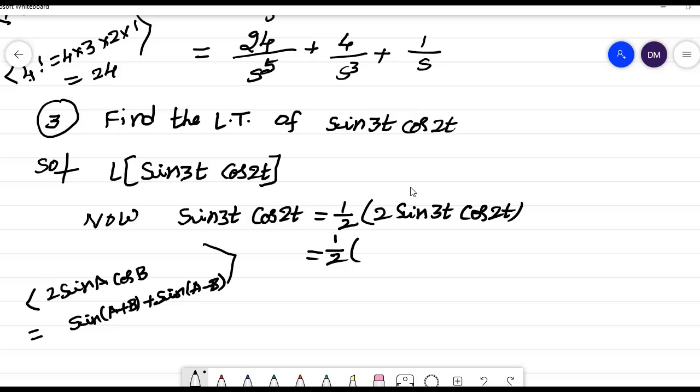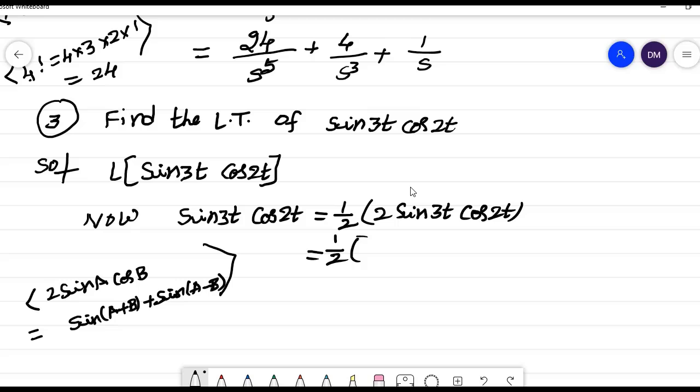We know that 2 sin A cos B is sin of A plus B plus sin of A minus B. So by using this formula, I can write the value of 2 sin 3t cos 2t. Here A means 3t, B means cos 2t.